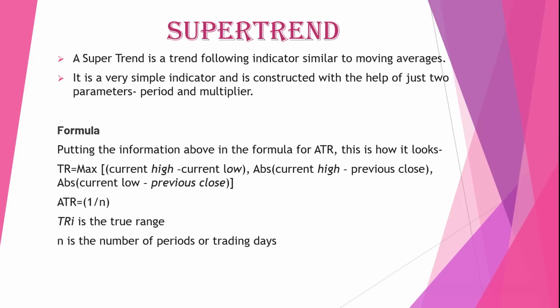Today we are going to see what is called SuperTrend and how we can use SuperTrend in our trading. SuperTrend is a trend following indicator similar to moving averages. It is a very simple indicator and it is constructed with the help of just two parameters. What are those? They are the period and the multiplier, and this is the formula for calculating the SuperTrend.